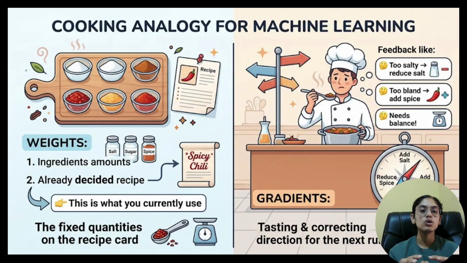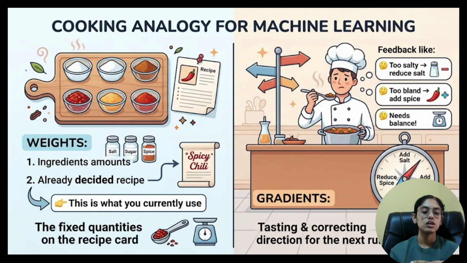So, weights are nothing but the ingredient amounts. For example, I want to cook something and I bought a new book from a store, and for a particular recipe they have already mentioned the ingredients as well as the amounts, right? This much, one spoon of salt, one spoon of sugar, they have already mentioned. Those are the weights. And what are the gradients?